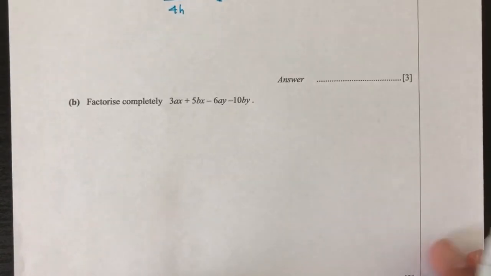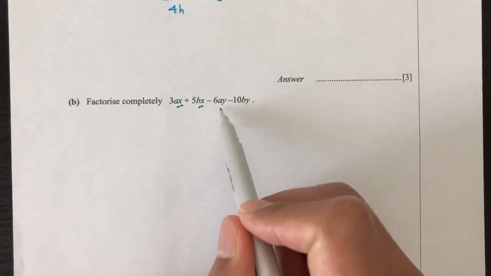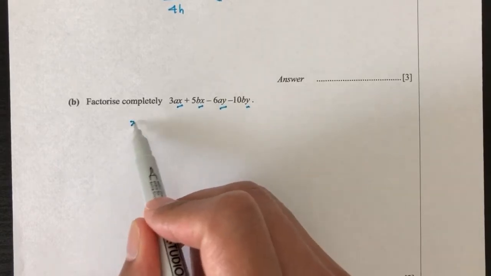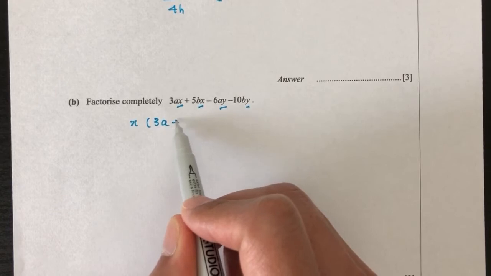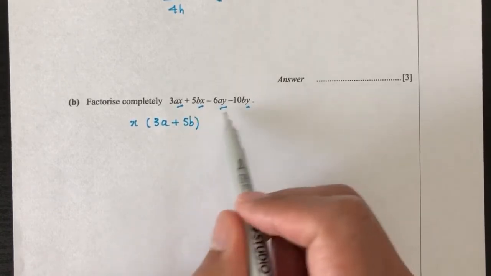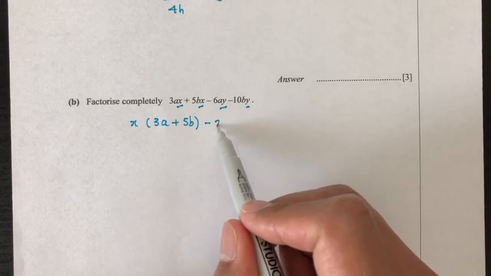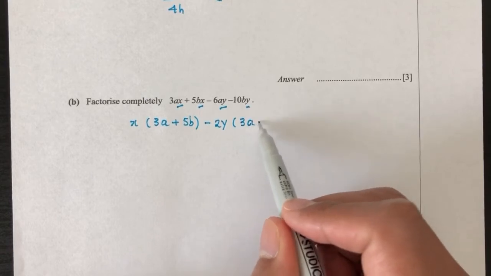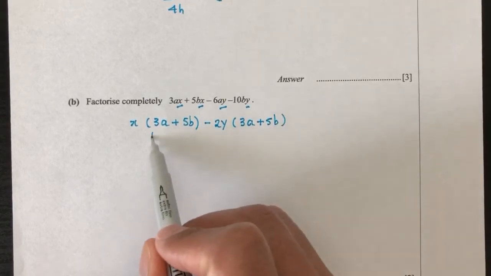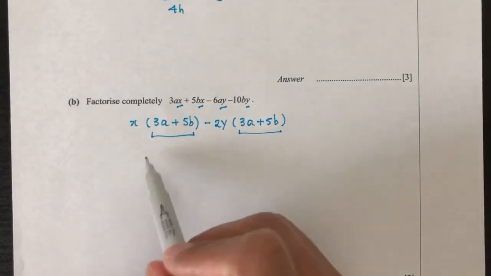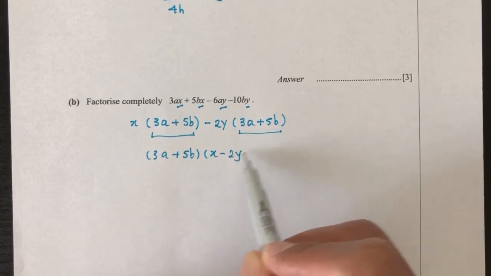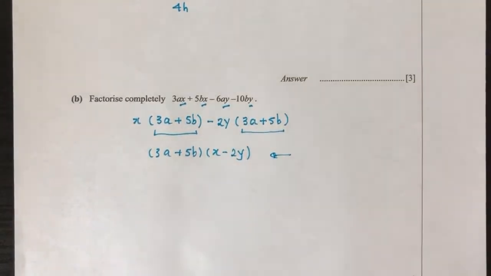Moving on to part B. So we have to factorize this equation. So we have x, y, and y over here. So let's look at these two on this side. What is common? X is common. We take out x. We have 3a plus 5b. Now on this side, minus is common, and 2 is common, and y is common. So we take out this. We will have 3a plus 5b remaining. So now we observe this and this are same. So we take it out, and then remaining will be x minus 2y. So this will be your answer for part B.